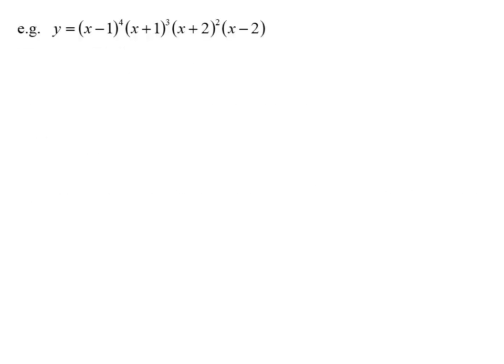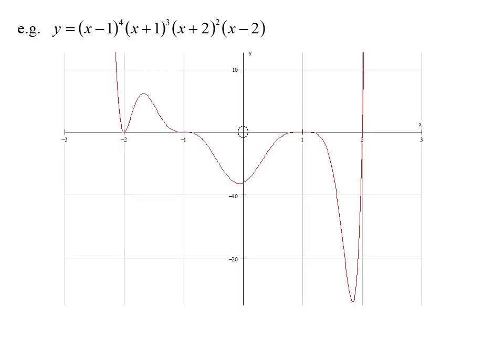Okay, let's try this one. We've got x minus 1 to the 4, x plus 1 cubed, x plus 2 squared, x minus 2. Here is the picture. So let's go through all those ideas with this picture. The y-intercept, I'm going to have negative 1 to the power of 4, which is positive 1, times 1 cubed, so we're still at 1, times 2 squared, well that's 4, times negative 2, negative 8 is the y-intercept.